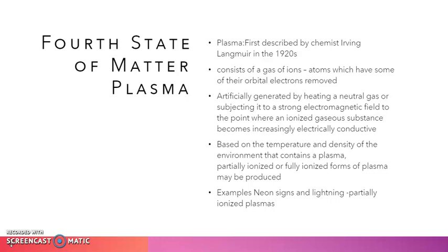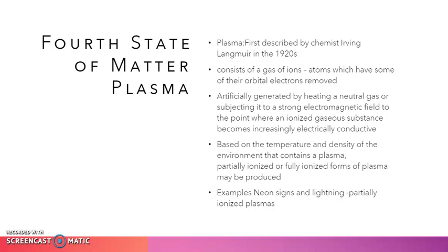Plasma was described by a chemist, Irving Langmuir, in the 1920s. It consists of ions or atoms which have some of their orbital electrons removed. Plasma can be artificially generated by heating a neutral gas or subjecting it to a strong electromagnetic field to the point where an ionized gaseous substance becomes increasingly electrically conductive.